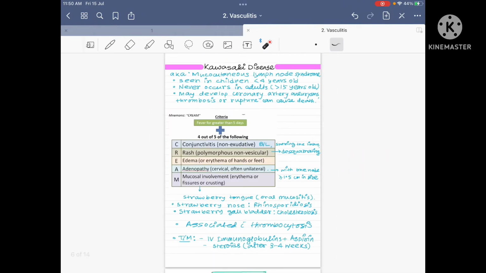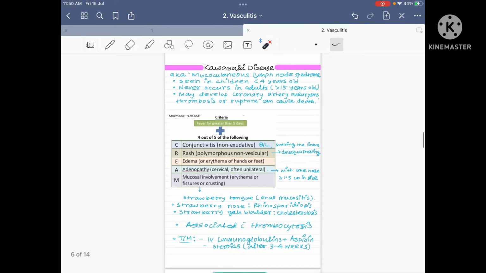Now let's start with Kawasaki disease. It is also called mucocutaneous lymph node syndrome. In a question, you may be given the option mucocutaneous lymph node syndrome, but Kawasaki disease will not be given there, so remember the name. It is seen mainly in children less than 4 years of age, and never seen in adults. The patient may develop coronary aneurysm, thrombosis or rupture, which can cause death.